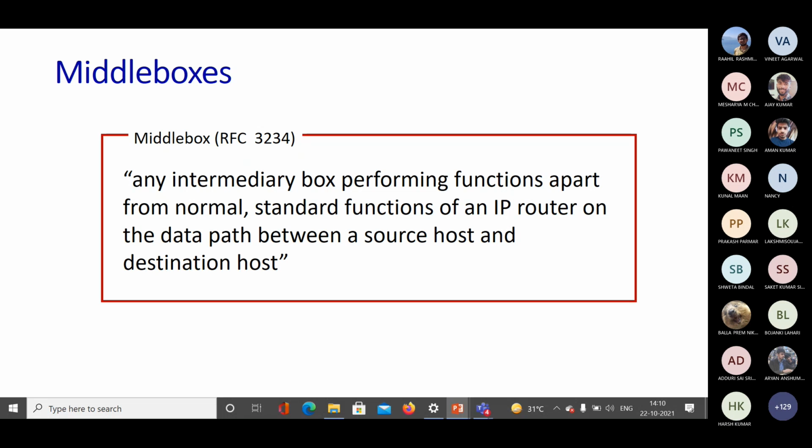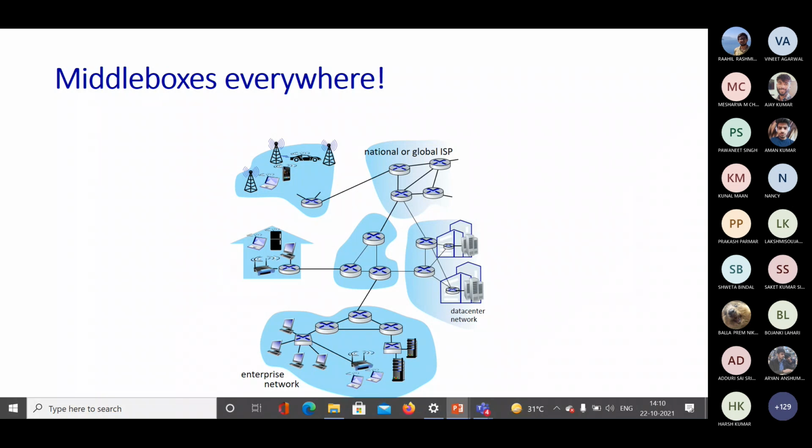functions apart from what a normal router performs. So it performs some additional functions, some different functions than what a router performs in general, between a host and a destination. Source and a destination. Okay, so if I have to say, a middle box would be some kind of a device between any two hosts, basically a source and a destination pair, and that middle box will do some extra work as compared to what a router does in general.